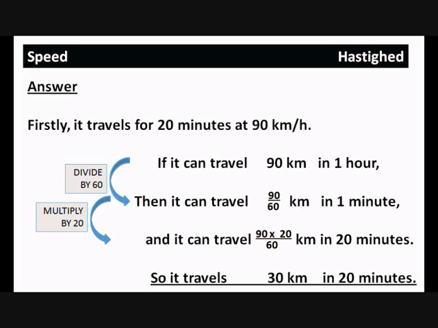So that's the first part. The car travels 30 kilometers in the first 20 minutes. So write that down if you're taking notes, and we'll think about the second part of the journey now. The second part of the journey, it travels for 30 minutes at 120 kilometers per hour.